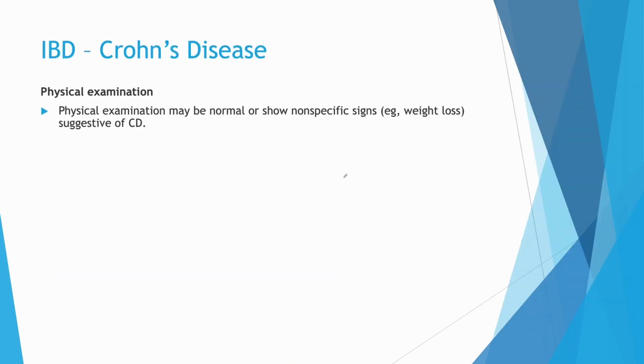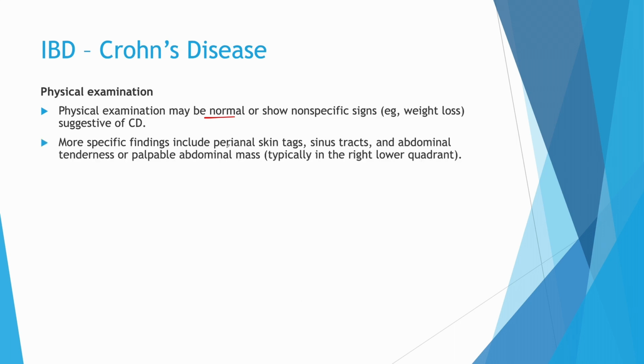So physical exam is not the most helpful with Crohn's disease. Like we said, it can be kind of hard to diagnose. We have to put the pieces together. So it could be a normal physical exam. It might show some non-specific signs like weight loss. You can also have perianal skin tags, which are evidence of perianal disease and possibly fistulation, like sinus tracts. And sometimes they'll have some abdominal tenderness. And like we said, if the terminal ileum is involved, it's usually the right lower quadrant.